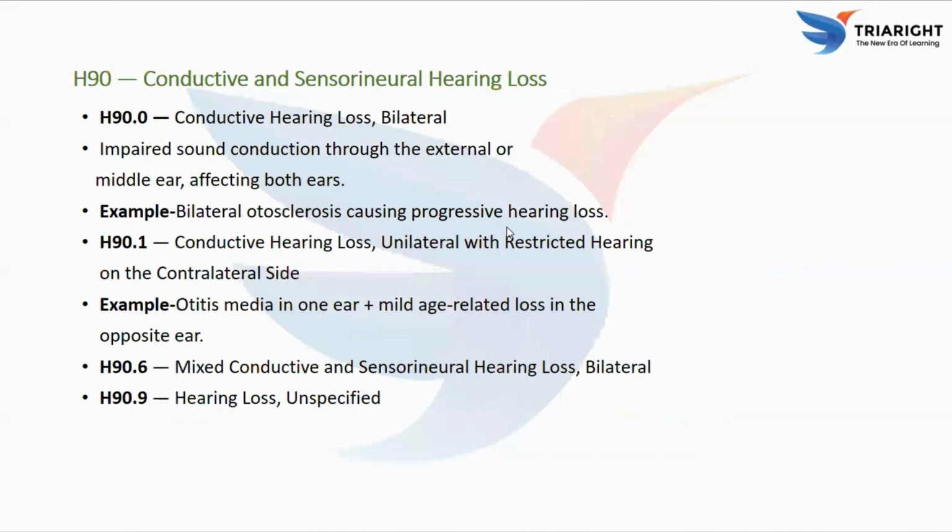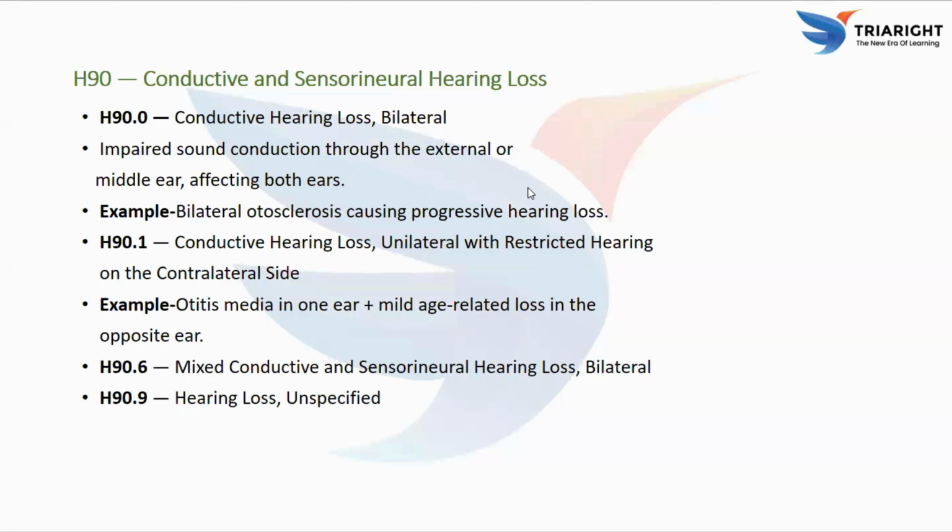So the next category code is H90, for conductive and sensorineural hearing loss. ICD-10 category H90 is used for hearing loss caused by dysfunction of the external ear, middle ear, and also the inner ear, or a combination of these structures. This includes conductive, sensorineural, and mixed hearing loss patterns. The H90.0 code is assigned for conductive hearing loss which is bilateral.